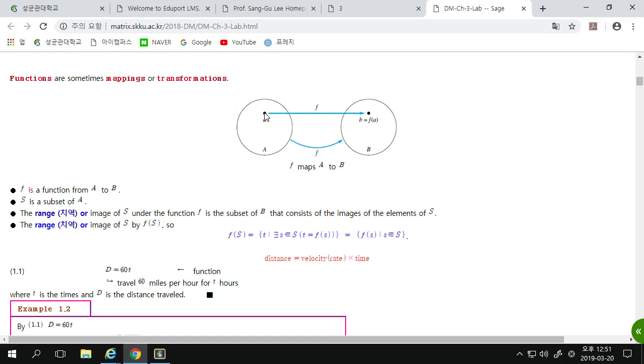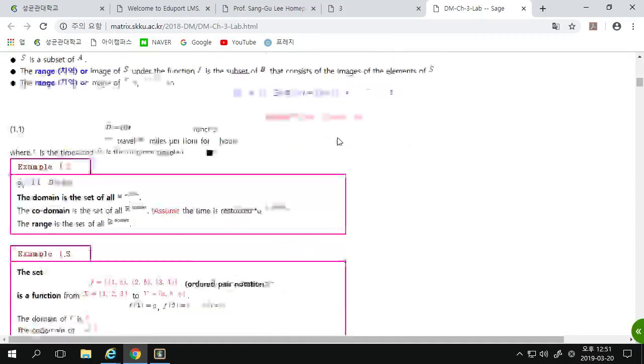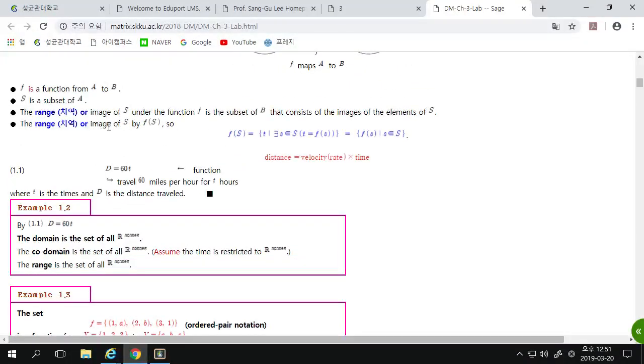They send one object in the domain to one object in the codomain. The range of a set S by f, f(S), can be written as this: f(S) is the set of t such that there exists a pre-image s in S such that t is equal to f(s). So we just write it as the set of f(s) where s is in S.